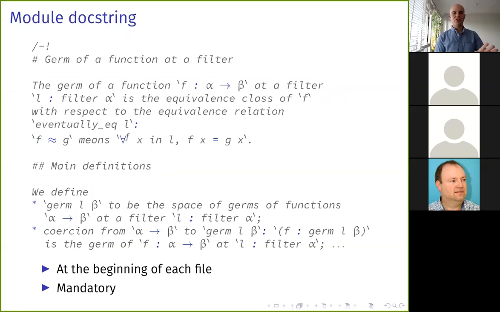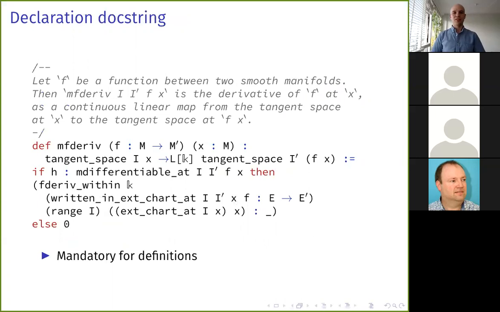Okay, so a module docstring comes at the beginning of a file and looks about like this. It has a human readable description of the contents of the file and main definitions and maybe some key notations and implementation choices. And it is by now mandatory, although we don't have a linter for it. Declaration docstrings are docstrings that come right above a definition, and these are mandatory for definitions because otherwise the linter will tell you to write one.